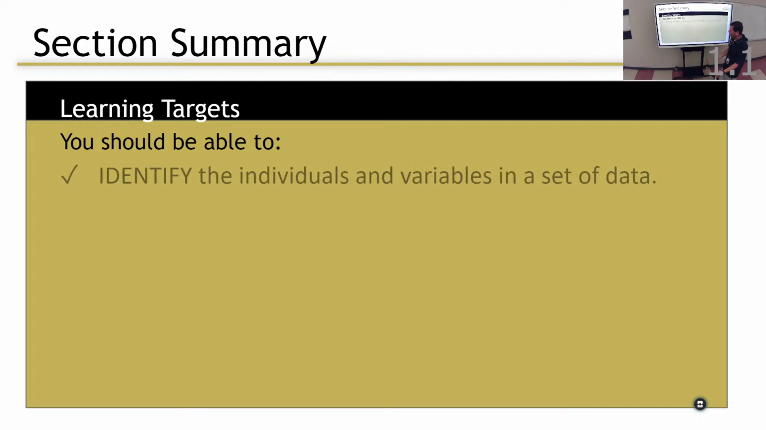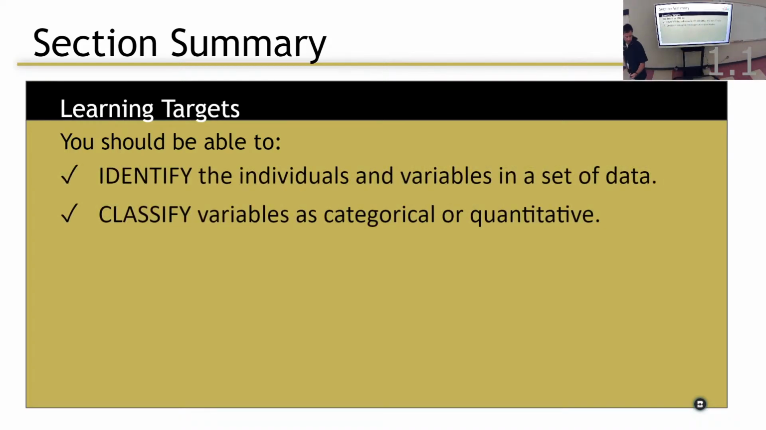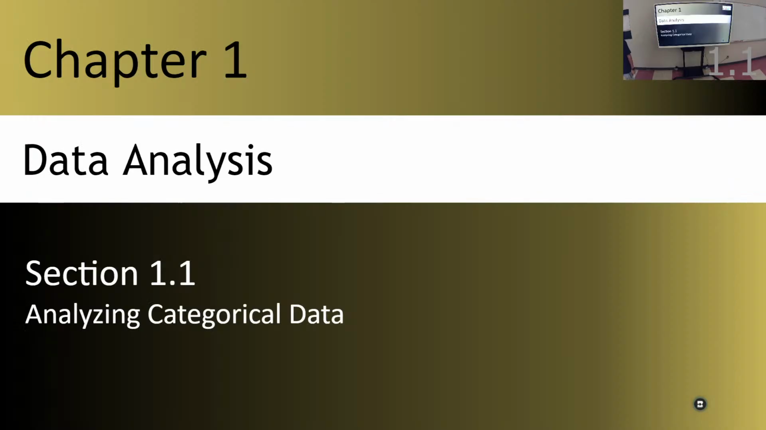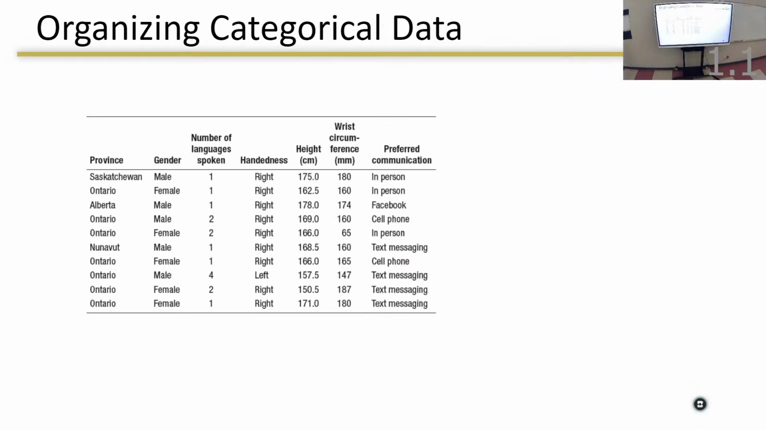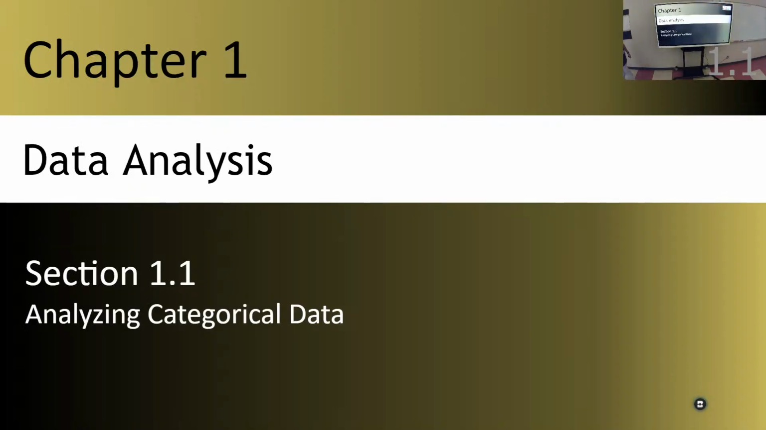Okay? That's it for 1.2. Hopefully we can identify individuals. Hopefully we can classify variables. All right. So let's look at analyzing categorical data. Analyzing categorical data. That's 1.1.